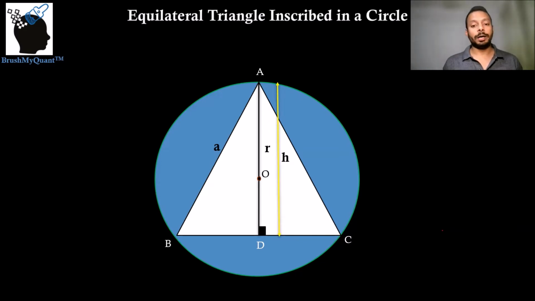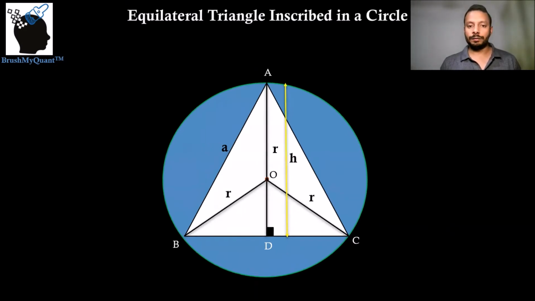Now let's join point B to point O and point C to point O. Definitely both of them will also be equal to R, which is nothing but the radius of the circle. Now let's start looking at some of the properties of this type of triangle.